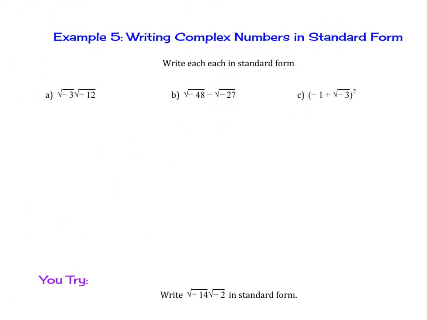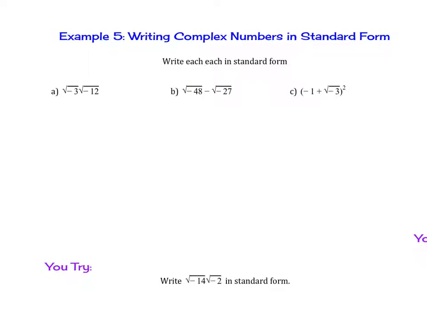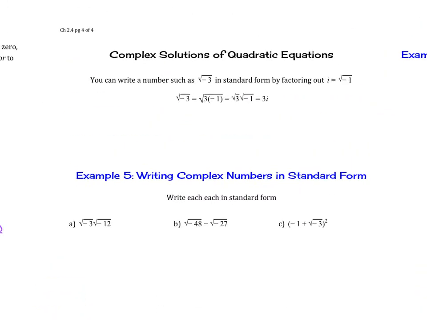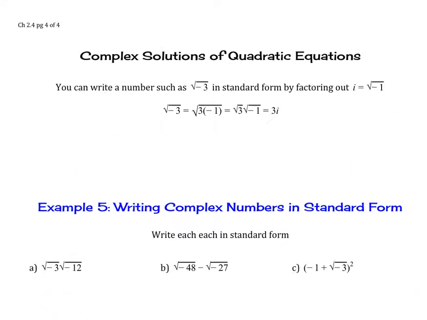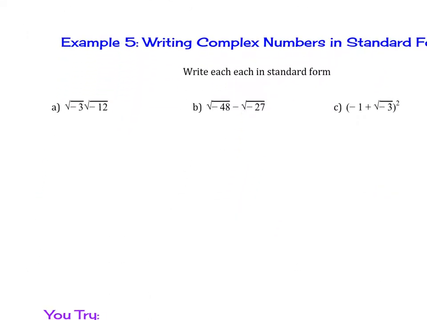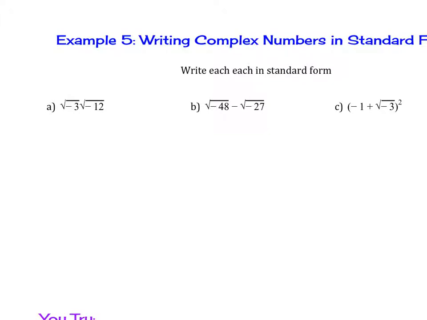Next, let's look at writing complex numbers in standard form. So complex solutions of quadratic equations, you can write a number such as square root of negative 3 in standard form, and we're going to factor out the i, which is the square root of negative 1. So notice this example here. We're going to write each in standard form.